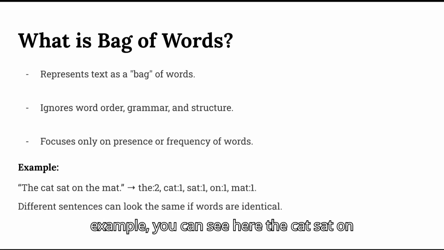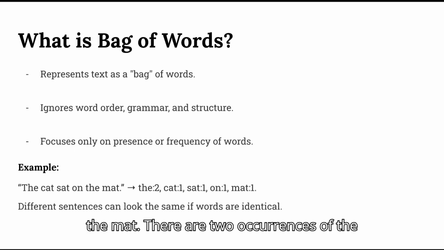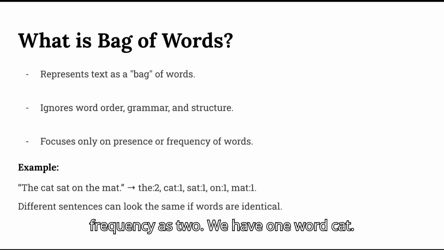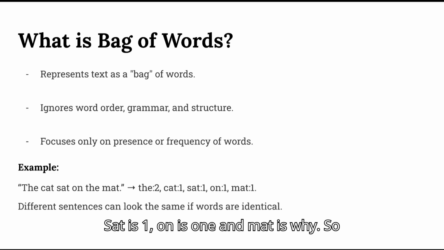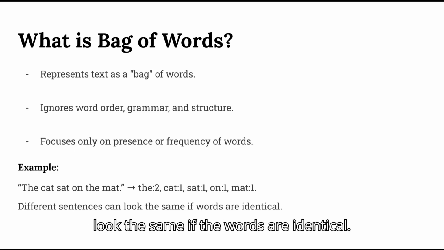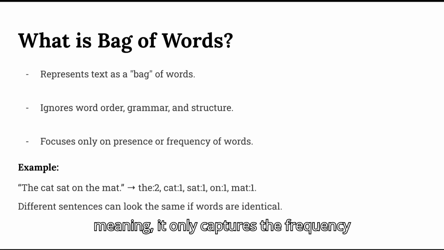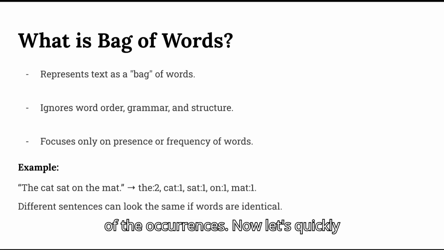For example, you can see here: the cat sat on the mat. There are two occurrences of the word the. That's why we have the frequency as 2. We have one for cat, sat is 1, on is 1, and mat is 1. So you can see here different sentences can look the same if the words are identical. Bag of words does not capture the meaning. It only captures the frequency of the occurrences.